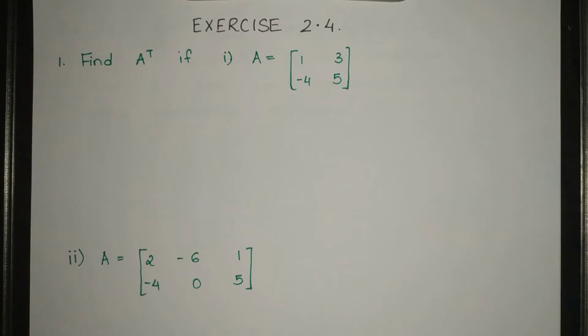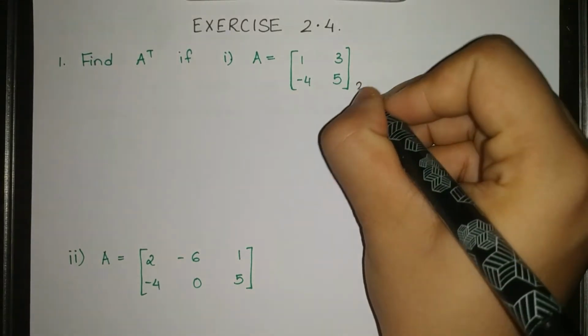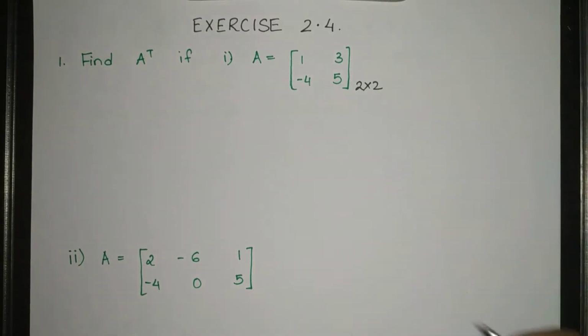Hello everyone. Today we are going to solve exercise 2.4. So let us start with the first question. Find A transpose if A is equal to this square matrix. So this is pretty easy, right? We just have to interchange the rows and the columns.